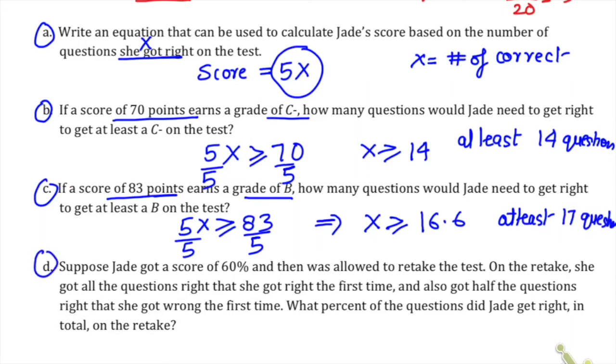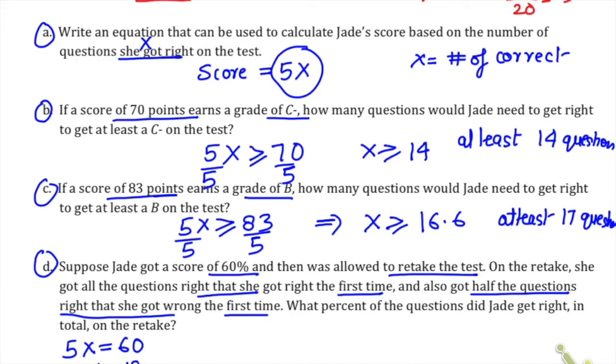Let's move to D. Suppose Jade got a score of 60% and was then allowed to retake the test. On the retake, she got all the questions right that she got right the first time, and also got half of the questions right that she got wrong the first time. What percent of the questions did Jade get right in total on the retake? If she got 60%, then 5X is 60. First we figure out how many questions she answered correctly. I divide both sides by 5 and get 12 questions.